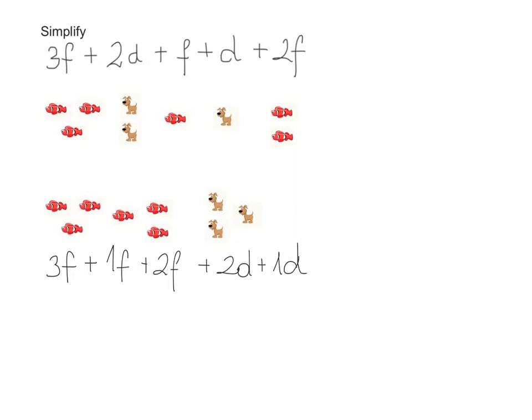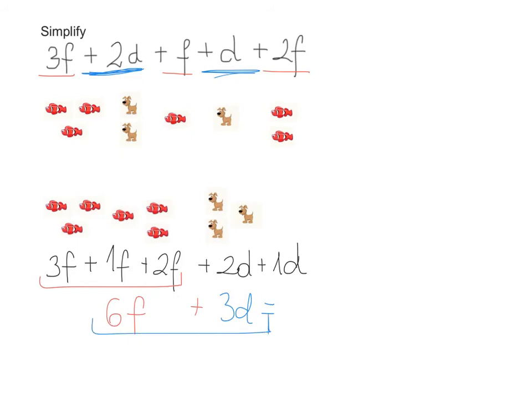And now we can count how many fish and how many dogs we have all together. Okay, so 3 fish, 1 fish, and 2 fish. So we have 6f plus, and now we have 2d, it's positive 2d and 1d, so 3d, and the answer is 6f plus 3d. So as you know, we can only add the same objects, the same letters, okay? This is algebra rule number 1. You need to take it down and you need to remember it by heart.